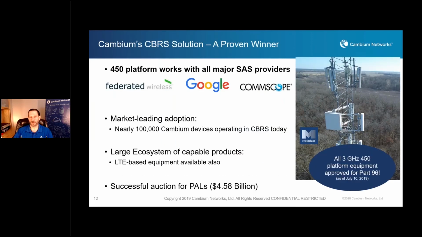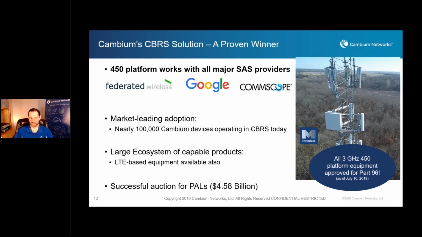So I just want to point out that this is a proven way to share spectrum. It is working and it is successful. The 450 platform, for all intents and purposes, is the primary platform working in this band, and that's across all vendors, all technologies, everything. We at Cambium are working with 3 of the major SAS providers: Federated Wireless, Google, and CommScope.